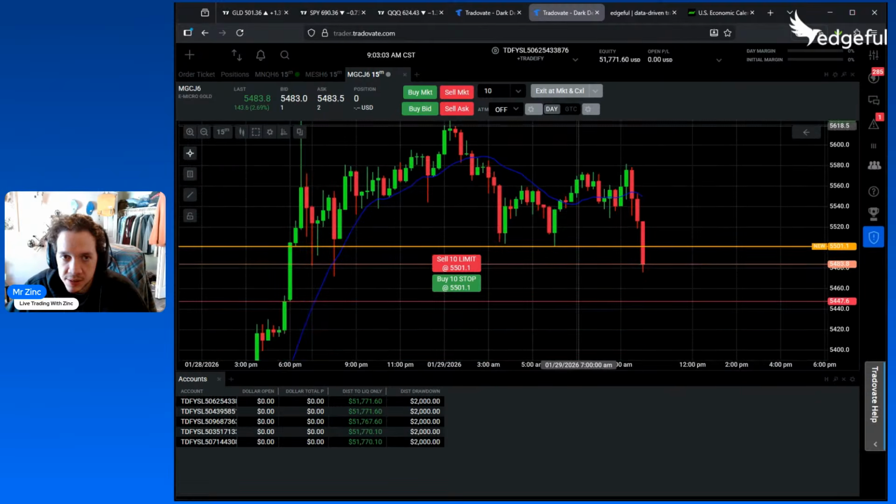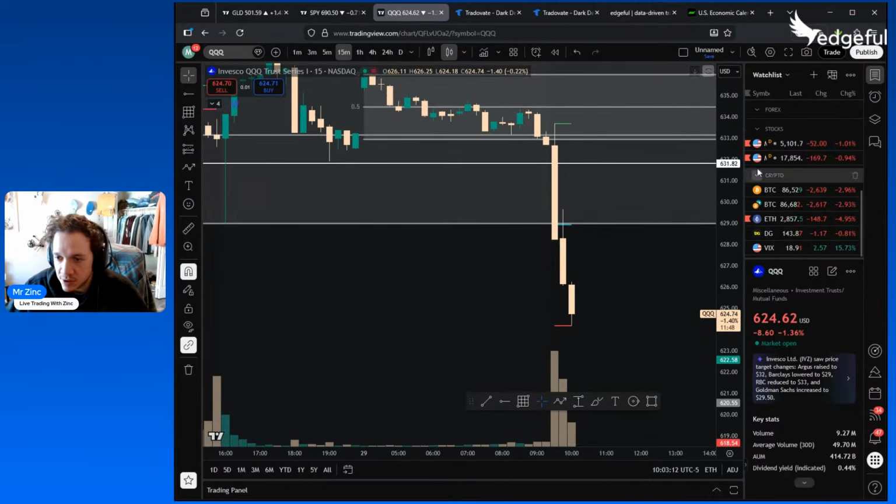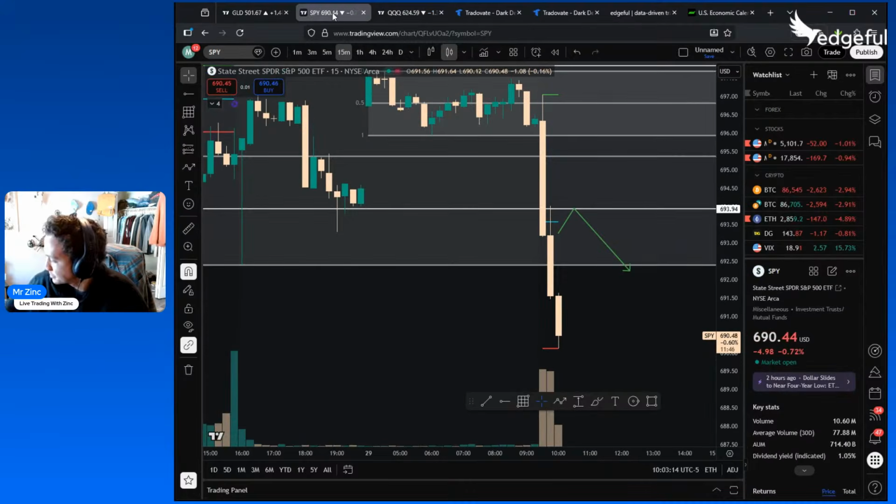NQ didn't go to new highs. Oh, that was the gap that we're looking at. Filled the gap right away, and then I think that previous day's low was just too close for it. Kind of stunk.